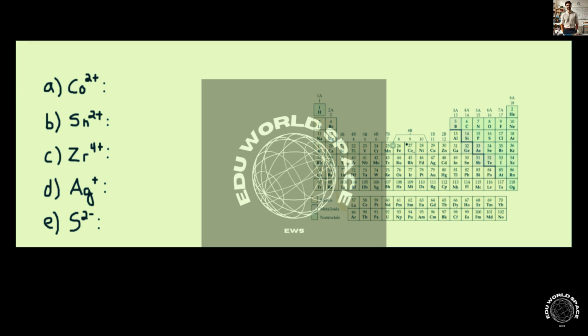4s2, 3d7. And so if this is cobalt 2+, we're going to remove 2 electrons. We'll remove those from the 4s orbital because it's higher in energy than the 3d. So if we take 2 away from the 4s, we're just left with the 3d electrons. So the electron configuration is argon, 3d7.